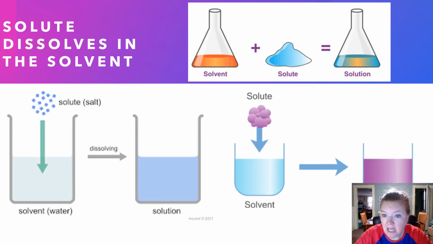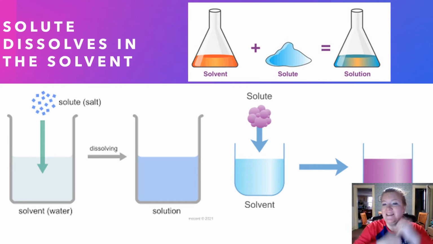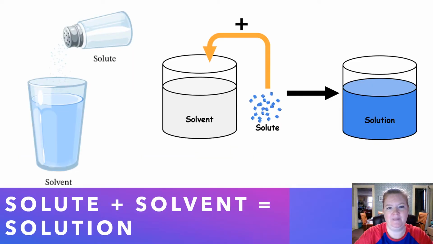Okay, so the solute dissolves in the solvent. So again, you take the solute, put it in the solvent, it dissolves it, and you get, voila, the solution. Okay, solute plus solvent equals solution. Went through it a few times. It should make sense.